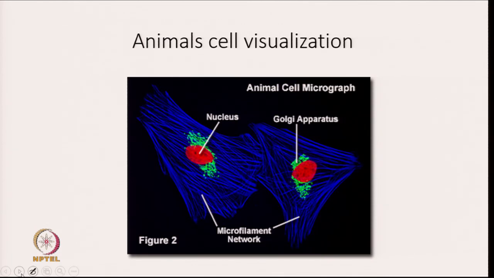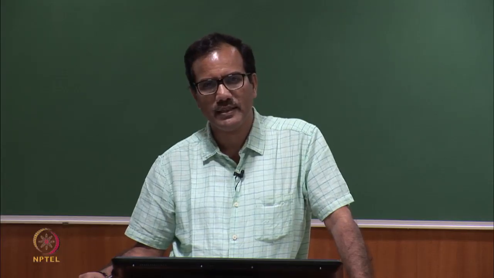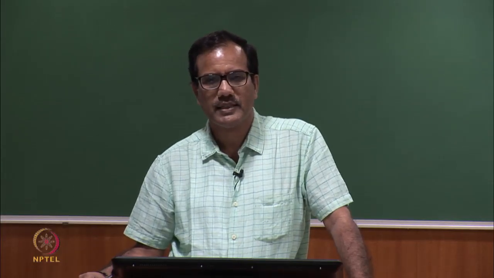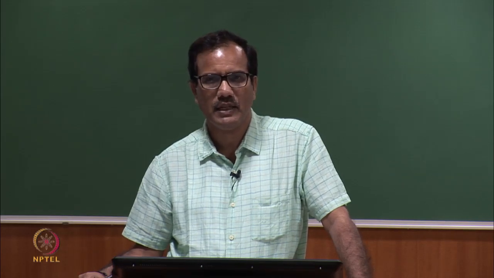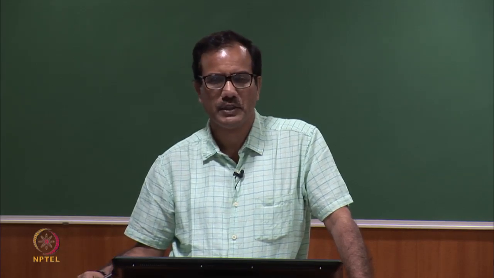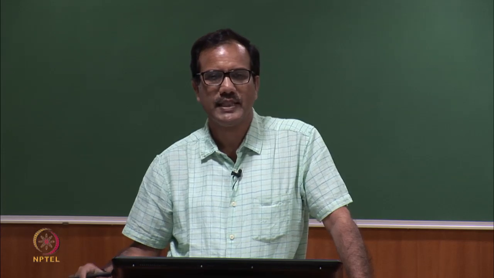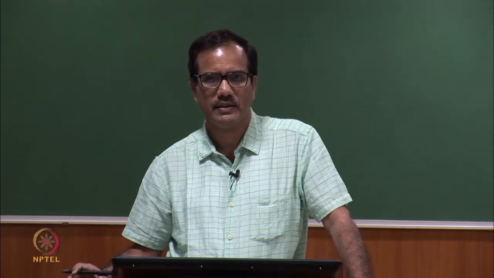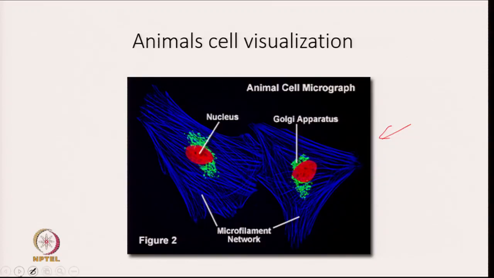We can use fluorescence microscopy for animal cell visualization. Here is one animal cell micrograph. You see, this is your Golgi apparatus, this is the nucleus, and then the microfilament network. They can be stained with different dyes and you can see them clearly in an animal cell, and that is the beauty of fluorescence microscopy. You can see all these organelles clearly inside an animal cell.